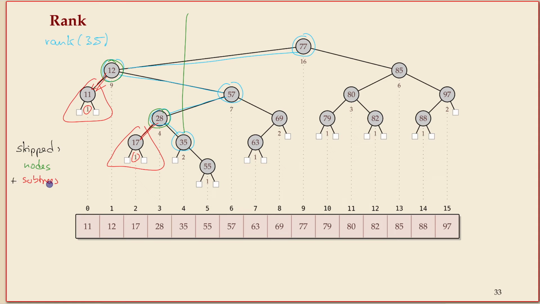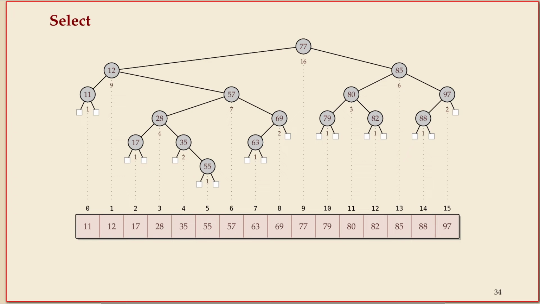And so we need the augmentation for getting the sizes of these red subtrees that we skipped in constant time, as opposed to walking along the tree and counting. We can also do select in a similar way. It's a little more subtle maybe.